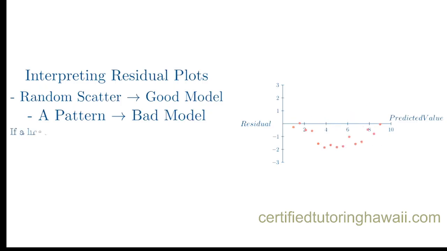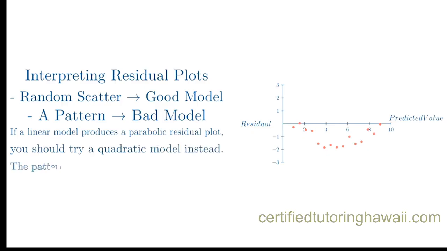If you see a pattern, it means the model is the wrong type. For example, if a linear model produces a parabolic residual plot, you should try a quadratic model instead. The pattern tells you which model to try next.